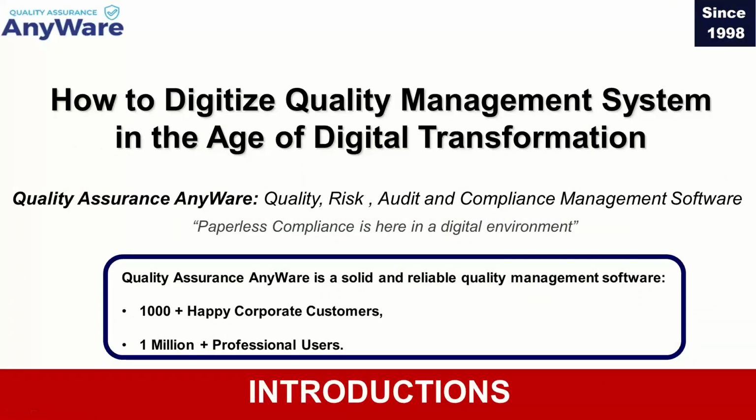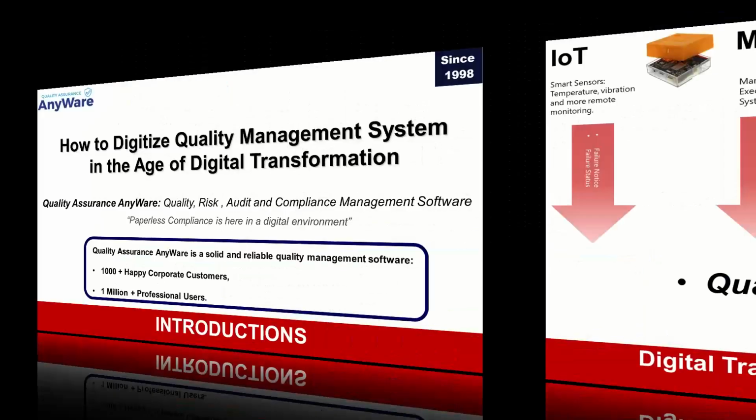Quality Assurance AnyWare is a quality, risk, audit, and compliance management software. We have been developing this software since 1998. It is a mature system, it is solid, it is reliable. That is why we have more than 1,000 corporate customers and more than 1 million professional users. These numbers are increasing every single month. We are proud of it, and we are looking forward to have more customers to help them digitize their quality management, risk management, and compliance management operations.